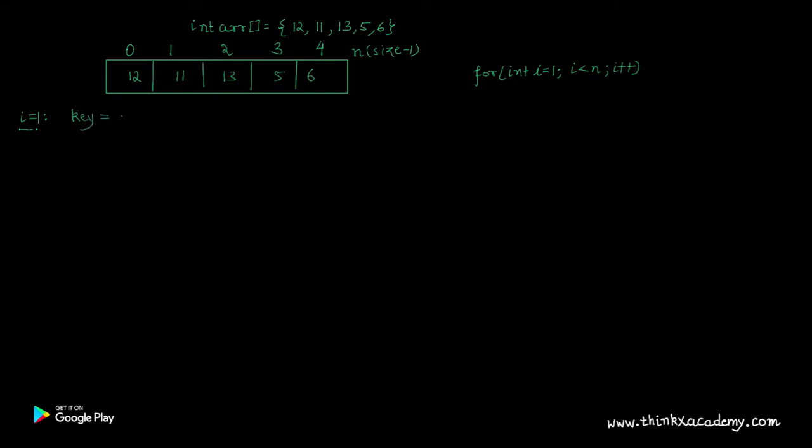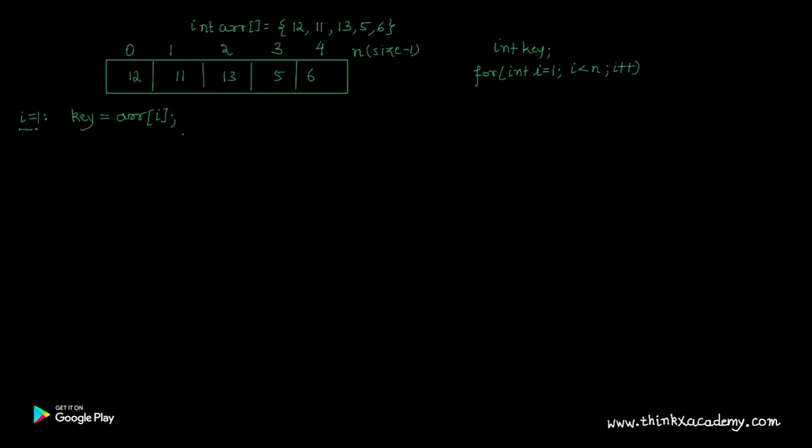So the card that we have picked, we are going to assign it to a variable key. So key is also an integer variable which stores the value of the card which you have picked, because we will have to move this card to its appropriate position. We will have to store this value in some variable. So we have chosen the key variable to store the value at position i.